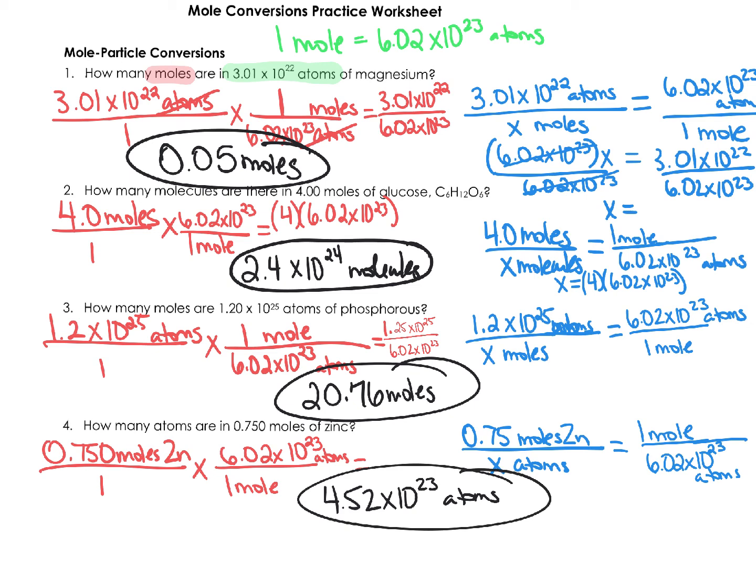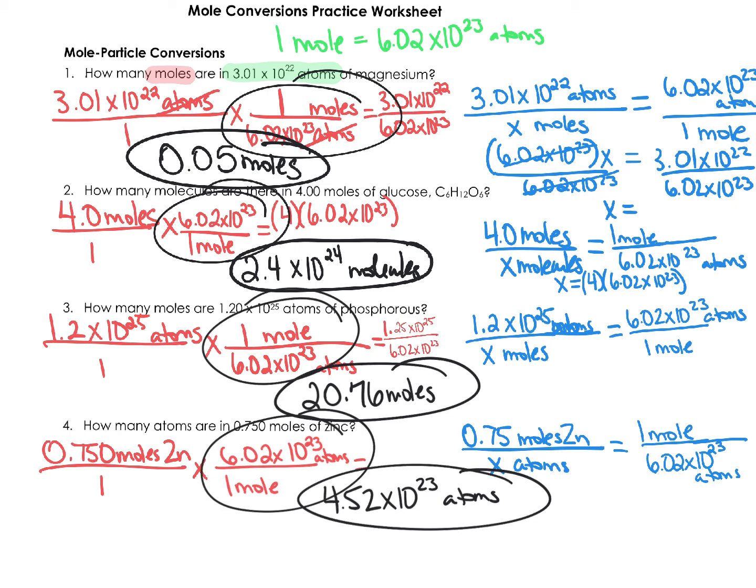Again, notice for all of these that we're using mole to atom ratios because we're given moles or atoms and we're trying to find moles or atoms. So please notice that for all of these that we were using the same relationship because that's what we were given and that's what we wanted to find.